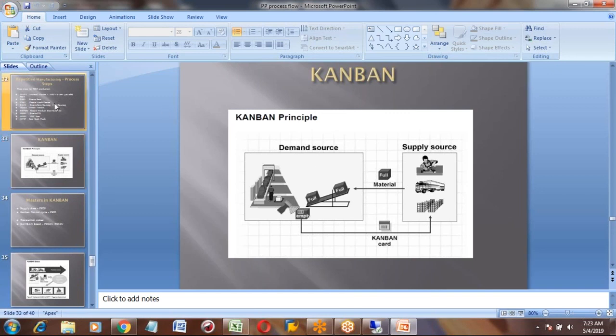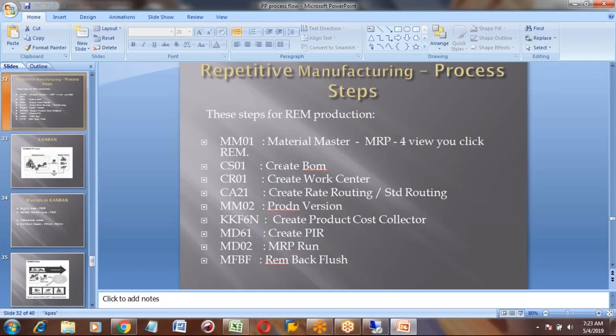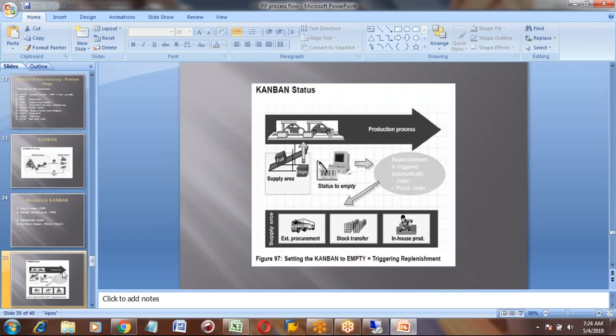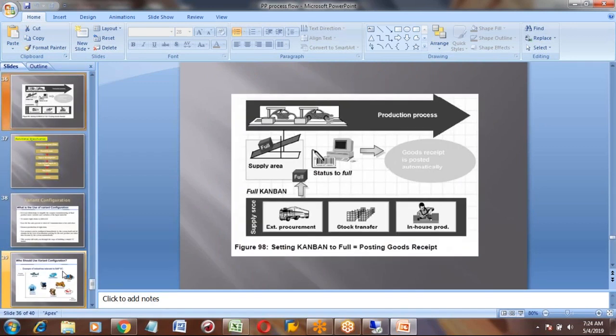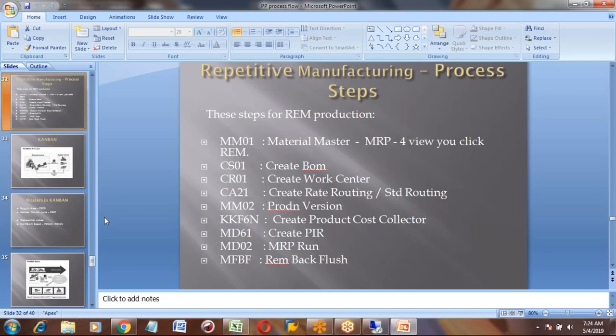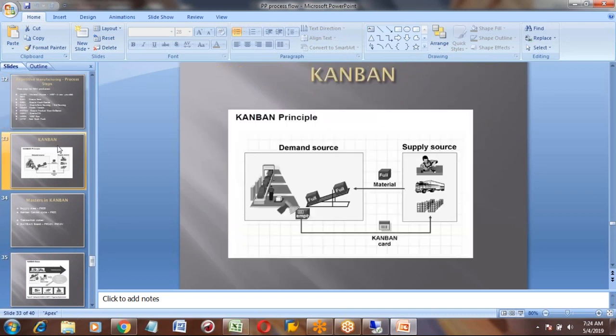Okay. For example, you can see one slide. This is the repetitive manufacturing process steps. In the Excel file also, I told the same thing. Now, where is the Kanban transaction? Oh, it's a continuation, right? But here you are using the transaction MG02 for REM, not REM. We need to put that. Wow, it's very interesting, man. It's a very good document. I will send this one also, no problem.